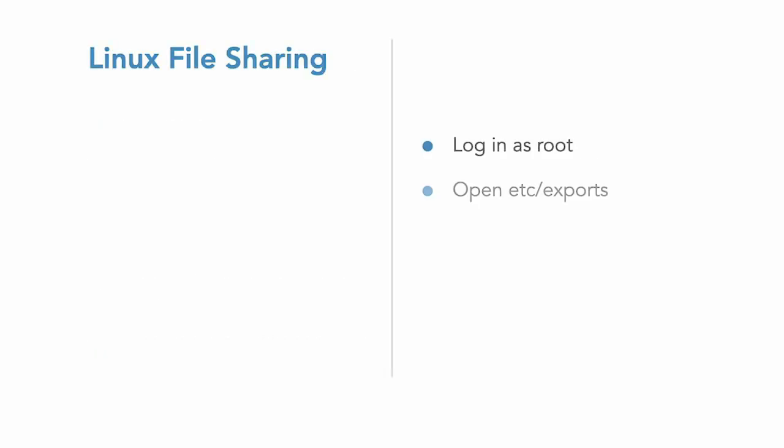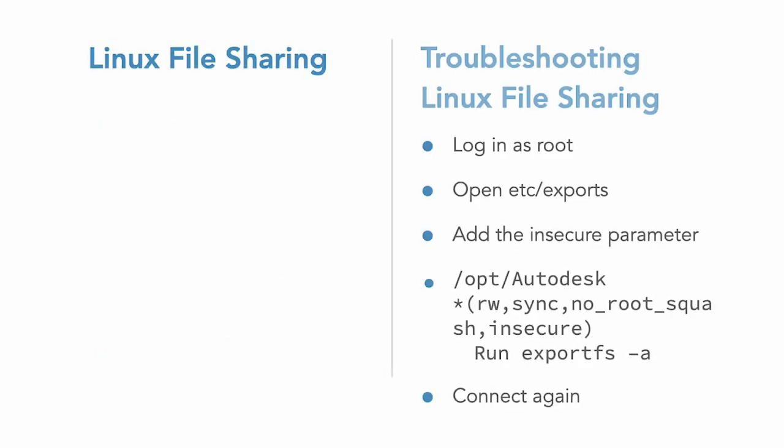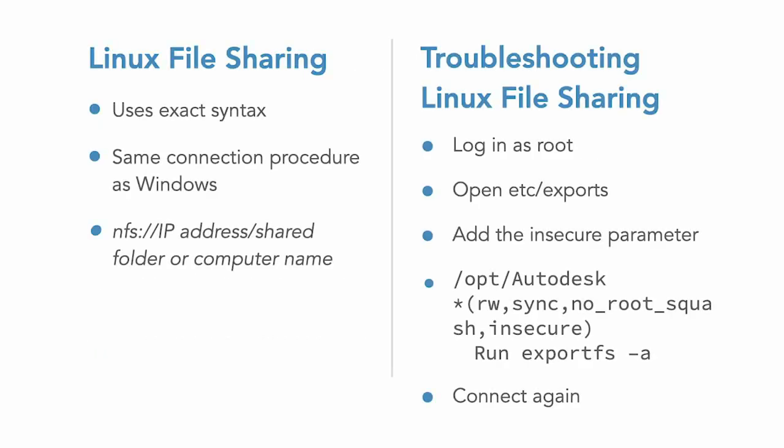We can connect to Linux file sharing as well. From a Macintosh, Linux file sharing also has exact syntax, and it's a very similar procedure as it is with the Windows server, except instead of putting in SMB, you're going to be putting in NFS:// for network file service. And then you're going to put the IP address or name if it's resolvable, followed by the shared folder.